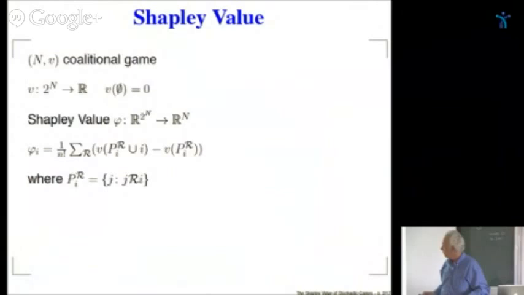It's the expectation over all orders of which there are n factorial. And each individual I in each order receives their marginal contribution to that order. So it's what the coalition can get. The coalition of the members who appeared before I in that order plus I can get minus what they could get without that person.